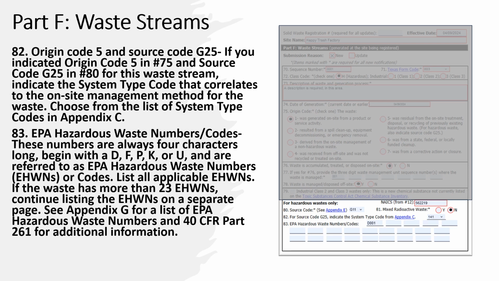Number 83, EPA hazardous waste numbers/codes. These numbers are always 4 characters long and begin with a D, F, P, K, or U, and are referred to as EPA hazardous waste numbers, or EHWNs, or codes. List all applicable EHWNs. If the waste has more than 23 of these, continue listing them on a separate page. See Appendix G for a list of the EPA hazardous waste numbers and 40 CFR Part 261 for additional information.